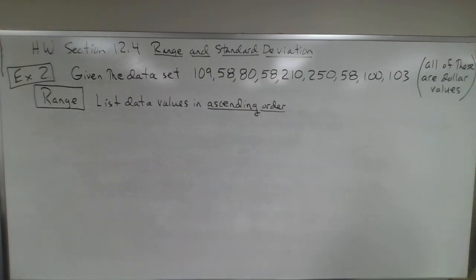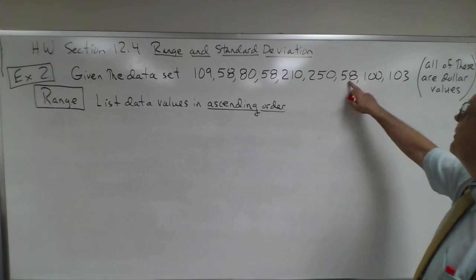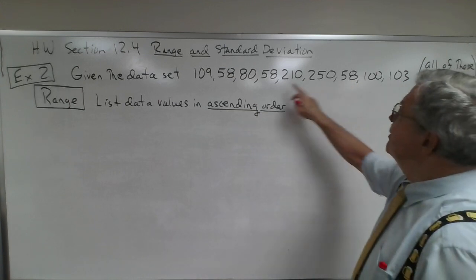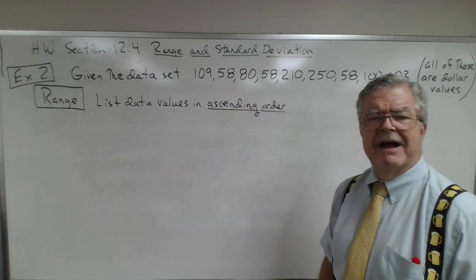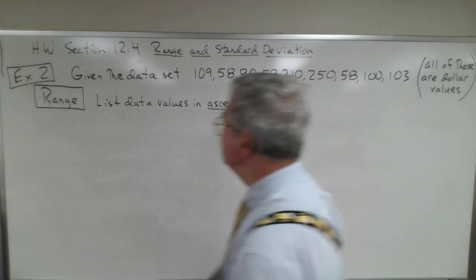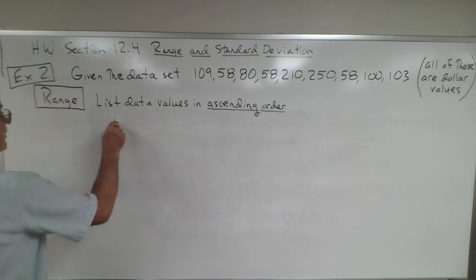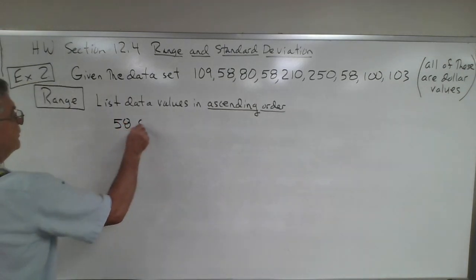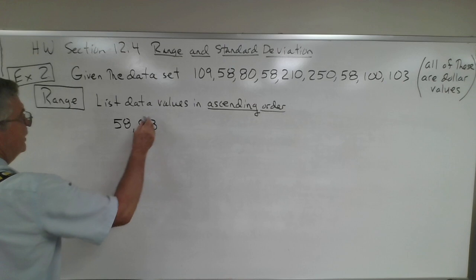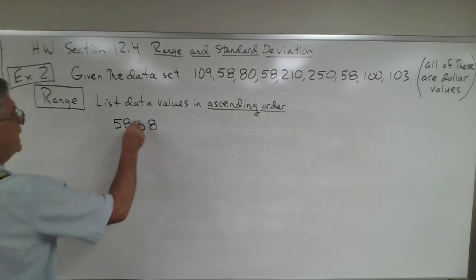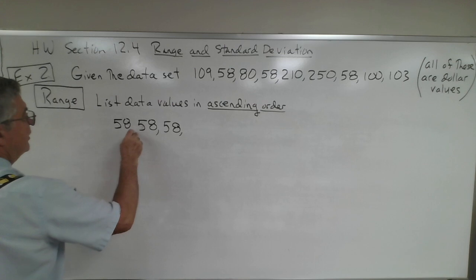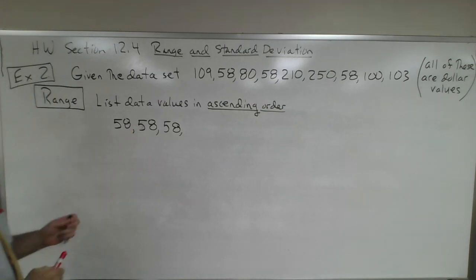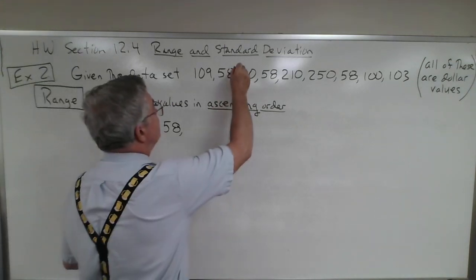So I have to find the smallest data value, 58. 58 is the smallest data value and it occurs 3 times. Okay, let me cross these out.